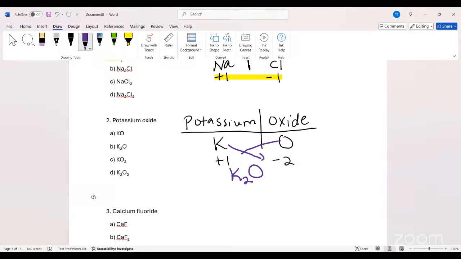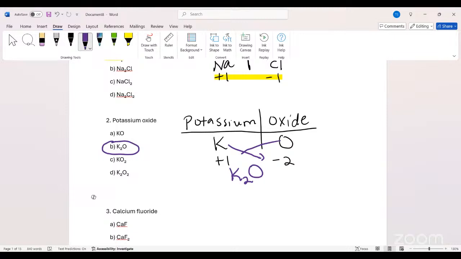Yes, oxygen is considered oxide on the periodic table. That is correct. Now, what you're going to have right here is letter B as the correct answer. You've got to remember to swap the charges.